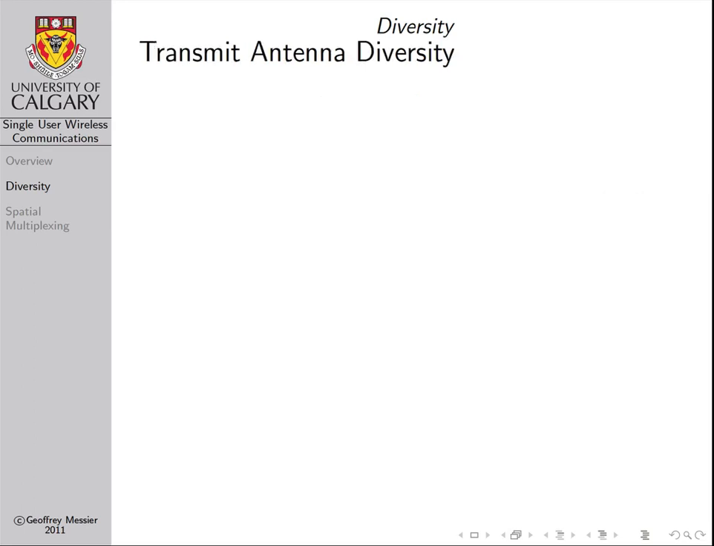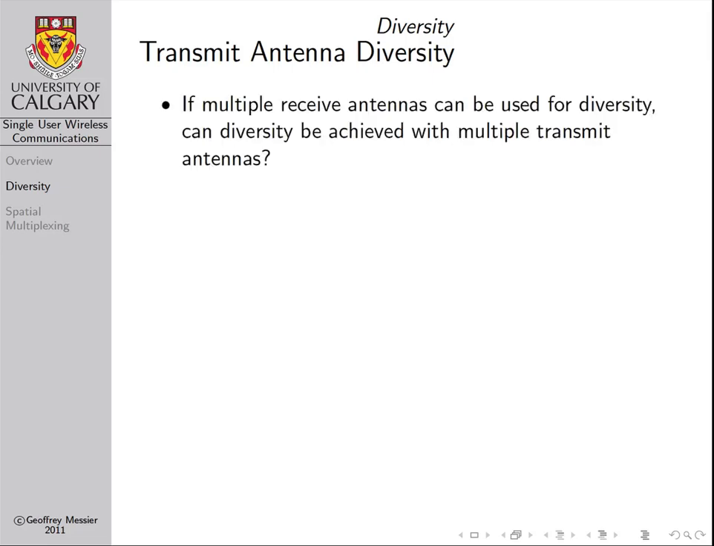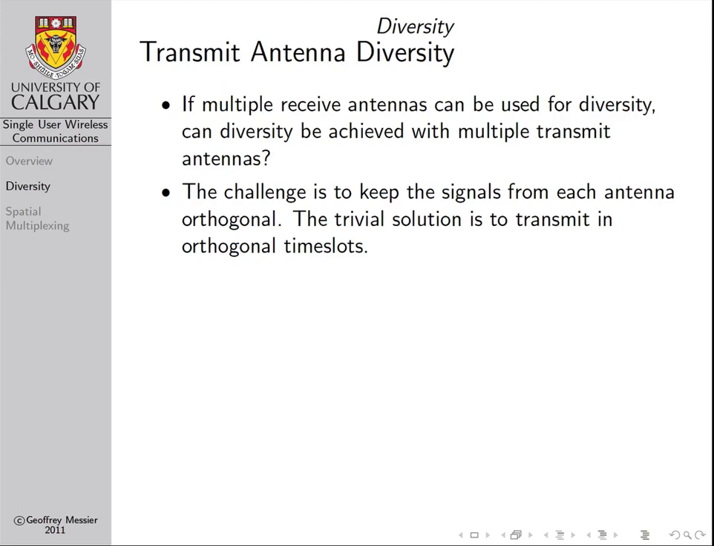Okay, so the final topic to discuss in the diversity section of this model is transmit antenna diversity. So we alluded earlier to how it's simpler to implement spatial diversity with receive antennas than it is with antennas at the transmitter. And so let's talk a little bit about why that would be. So is it possible to implement spatial diversity using multiple transmit antennas? It is, but unfortunately it ends up being a little bit harder. Now, why is that the case?